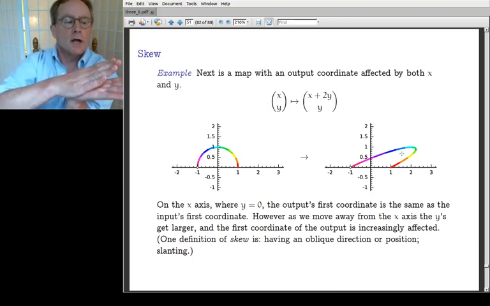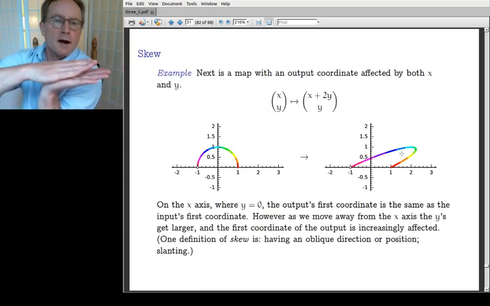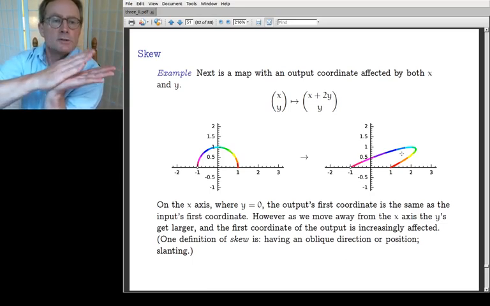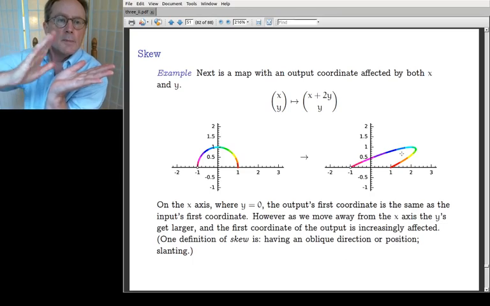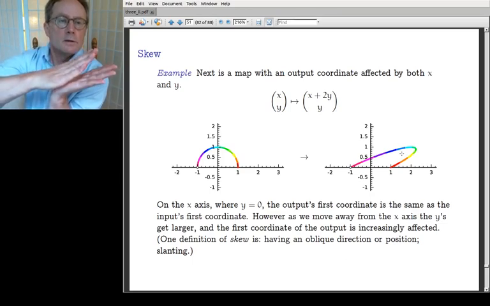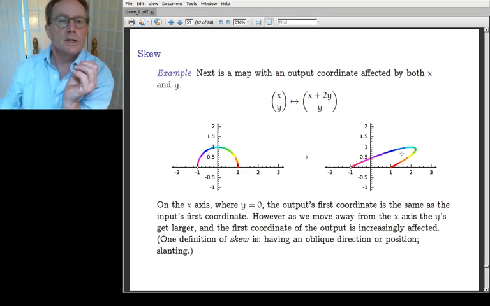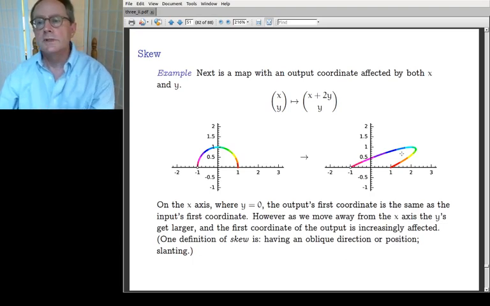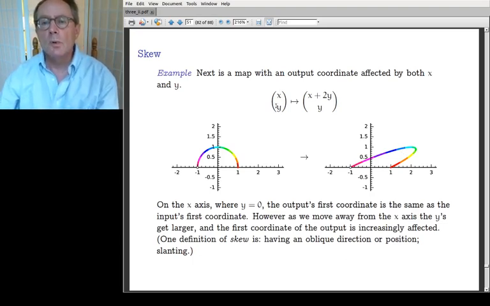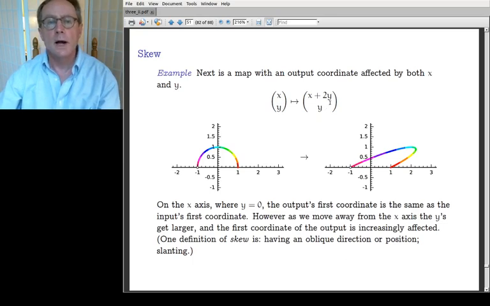The bottom doesn't slide at all. I'm trying to get flat. Not so good with the camera. The bottom doesn't slide at all, but because you leaned on it, the top slides quite a lot. That's called a shear. So what's happening here is that for those points in the plane, those xy's where y is 0, this map sends xy to xy, because the 2y has no effect.